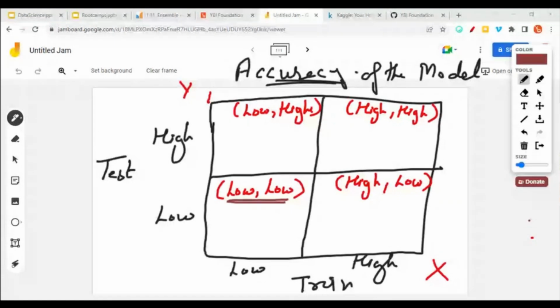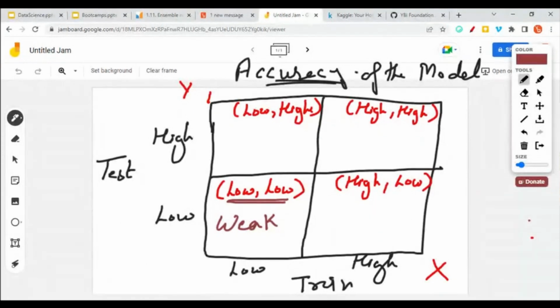Ki train sample mein bhi accuracy low hai, test sample mein bhi low hai. What does it mean? Our model is a weak model. We have a weak model, right? So this is a weak model, which is train sample mein accuracy kam hai, test sample mein accuracy kam hai.